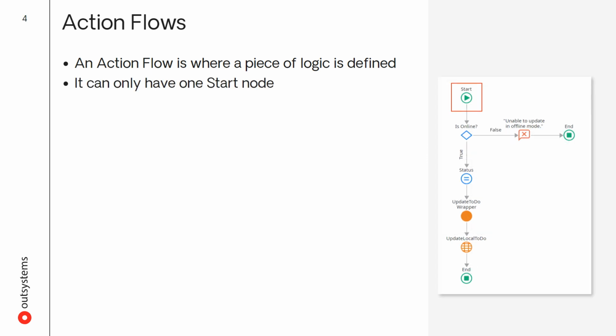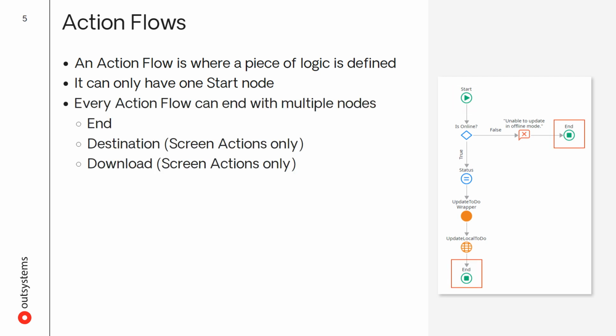In a logic flow, we have a start node, where the logic execution begins. And then, there can be one or more end nodes, which will finish the flow. Within screen actions, the destination node can also be used to redirect the user to a screen, in web and mobile. The download node can also be used in some situations, like in web apps, to allow end users to download files. In the flow itself, there are several tools that we can use to build logic. We can have ifs or switches to create conditional paths, or assigns to set the value of existing variables.